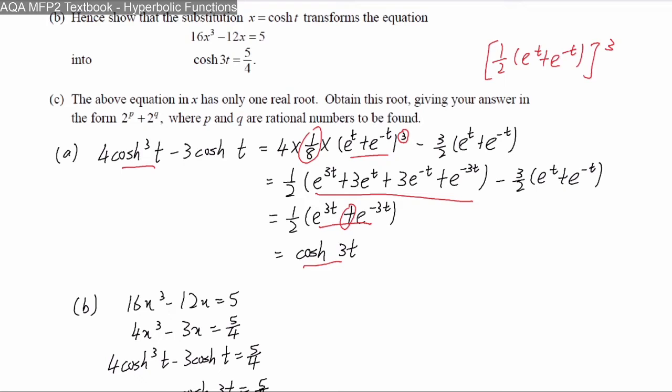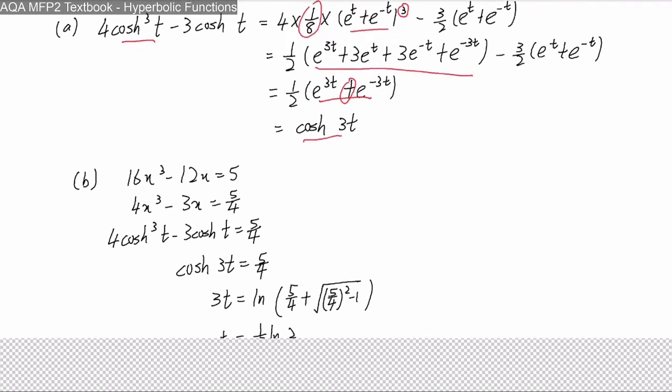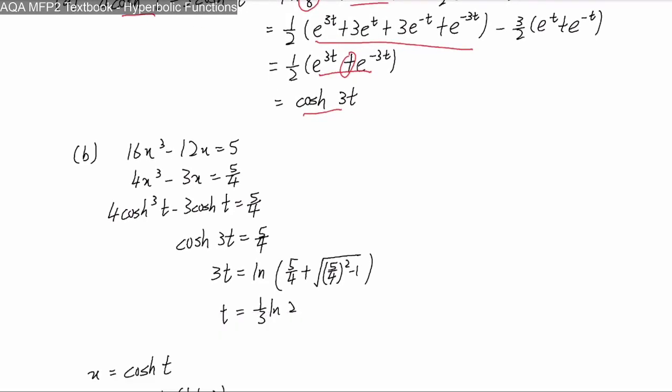For the second one, we have: hence show that the substitution x equals a cosh t transforms this equation into cosh 3t equals 5 over 4. So why don't we just substitute this x equals cosh t into the equation and see what we have. First, we can divide the equation by 4. Why do we have to do this? After we divide by 4, we actually have 4x cubed minus 3x.